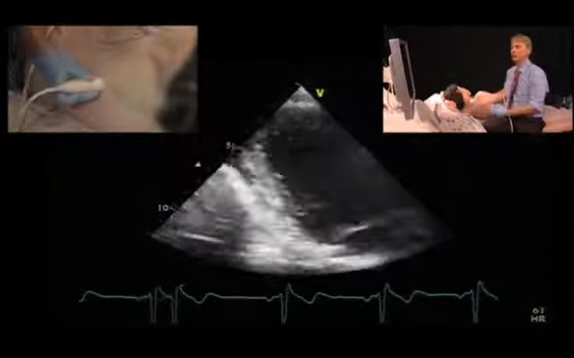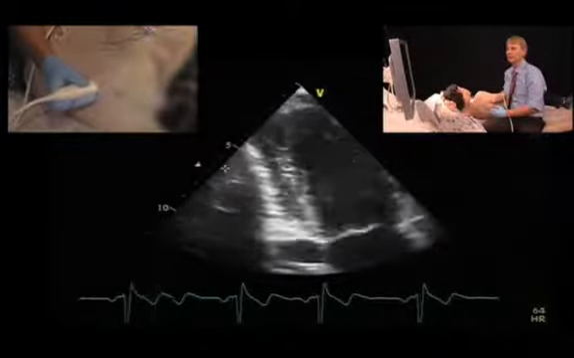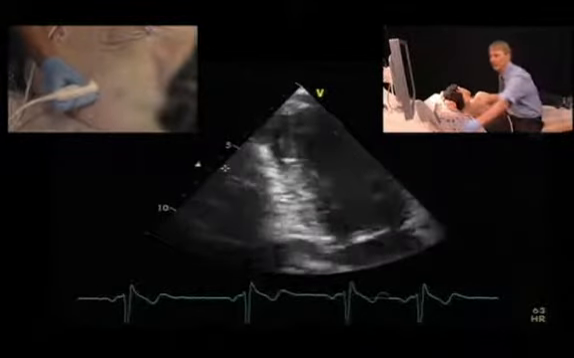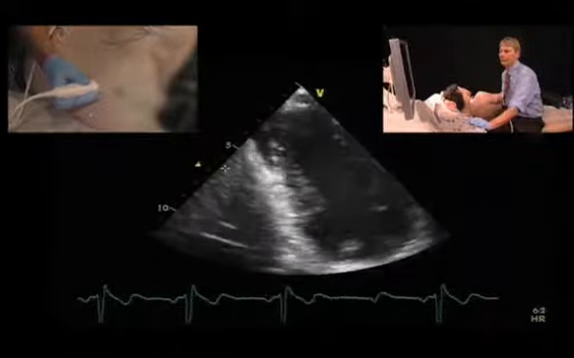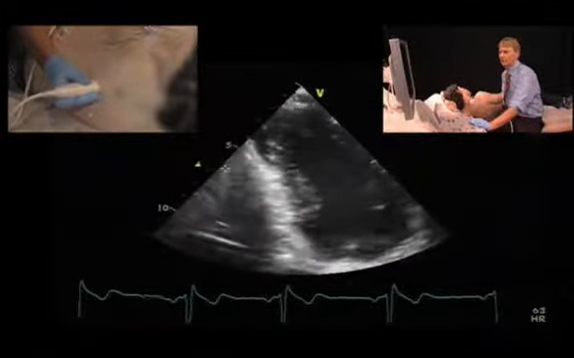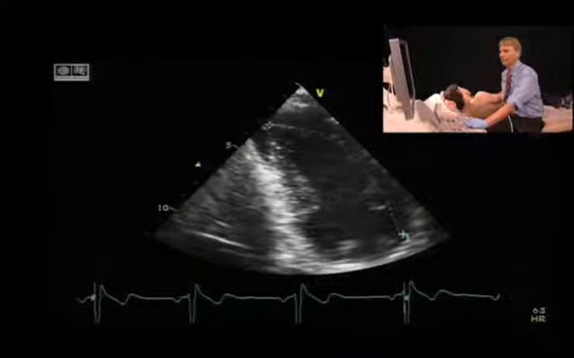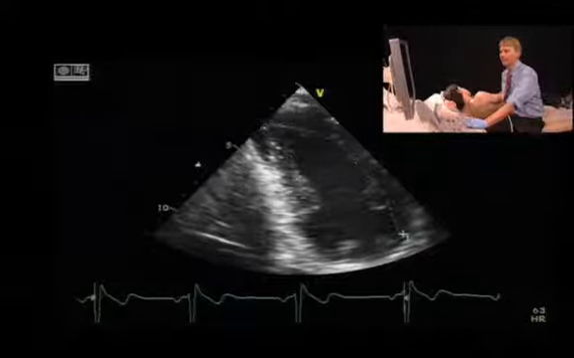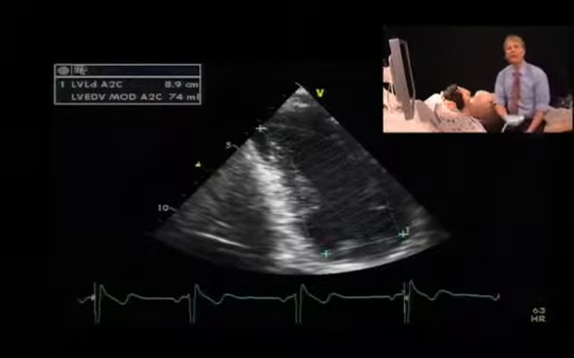Let's now go to the two-chamber view. So this would be a fairly good two-chamber view. And again, I would contour the left ventricle. We're cutting the papillary muscle here, and we get 74 milliliters, which is a normal sized left ventricle.